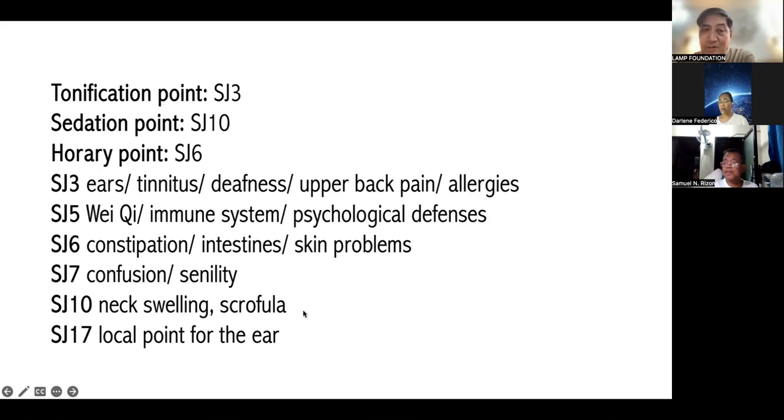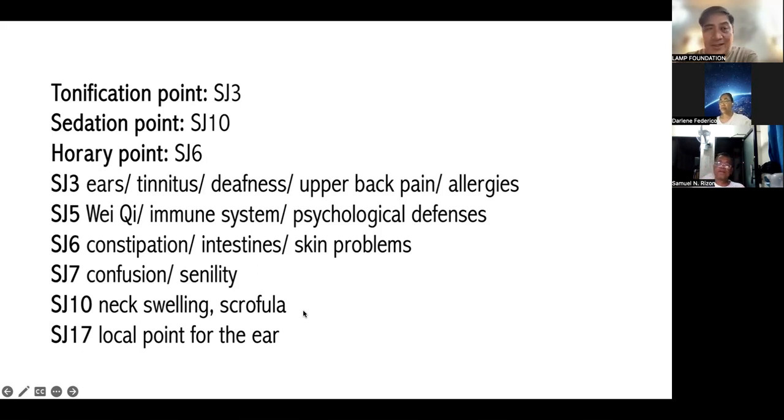Sanjiao 10. Ah, Sanjiao 10. So what will be your answer? Why is Sanjiao 10 the sedation point for the Sanjiao? Because it is the child. It is the earth point. Diba? Earth point. Gusto mong mawala yung fire, lagyan mo ng maraming lupa. Kung gusto mong dumami yung fire, ilagyan mo ng kahoy. That's it. Okay?